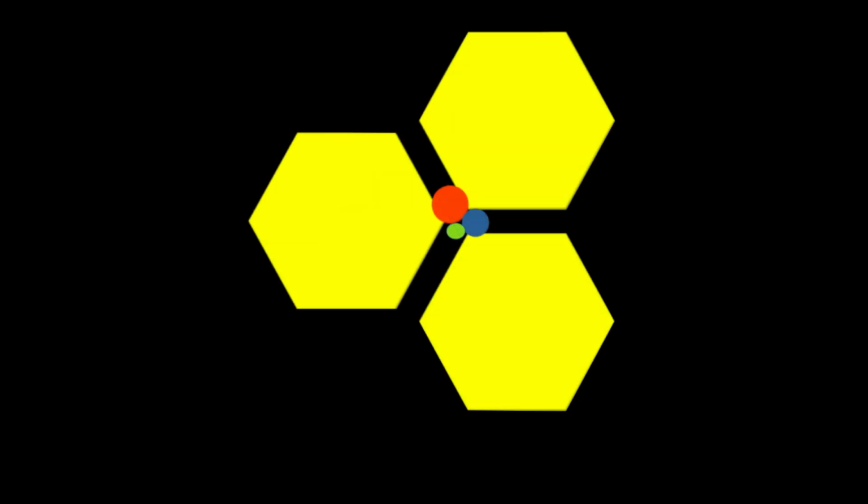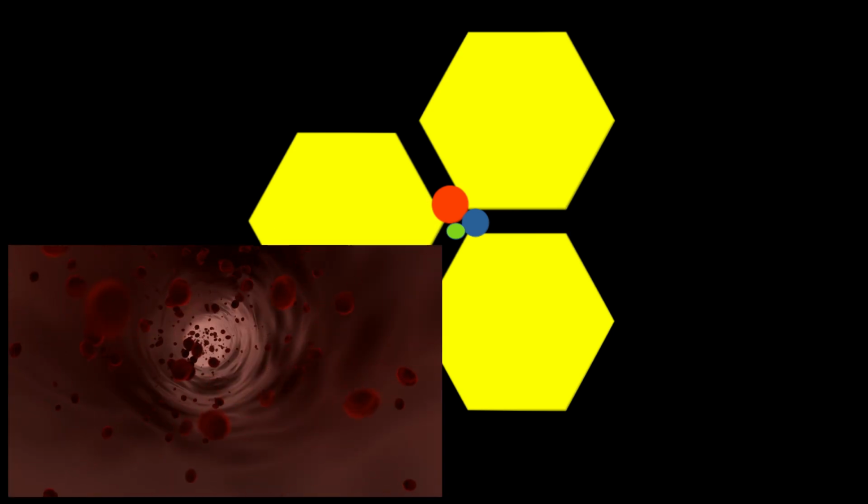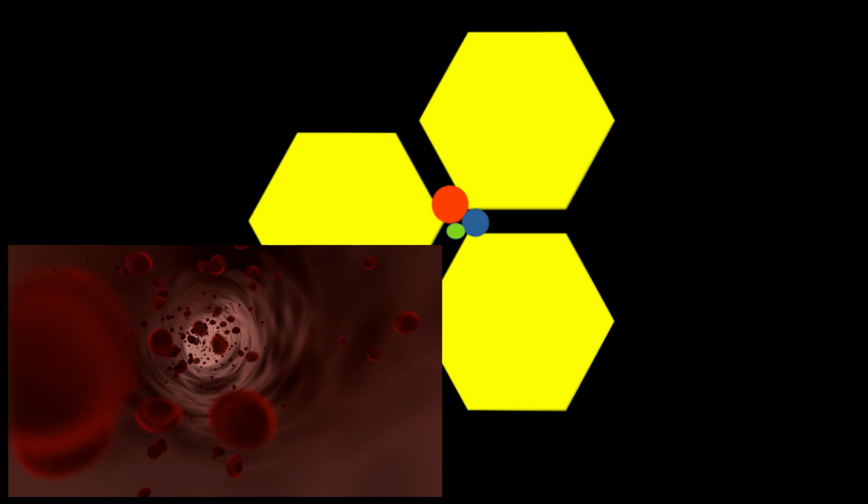Each corner of the hepatocyte is met by two other hepatocytes. At this juncture, we have three vessels. These three vessels are known as the portal triad. Each triad consists of a portal vein, hepatic artery, and bile duct. The hepatic artery brings blood into the liver and therefore hepatocytes from the aorta.